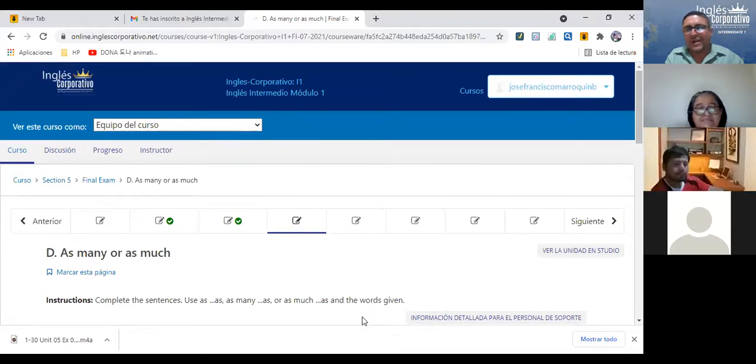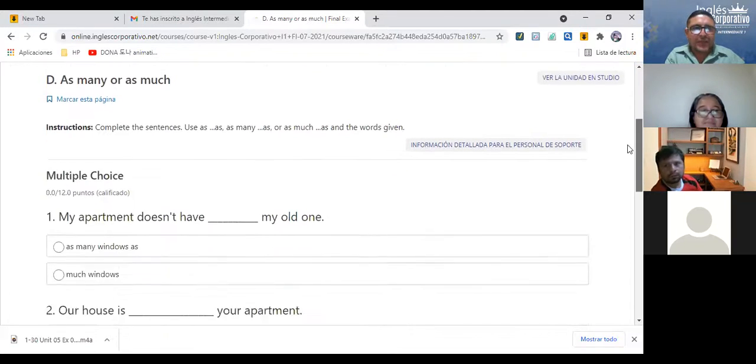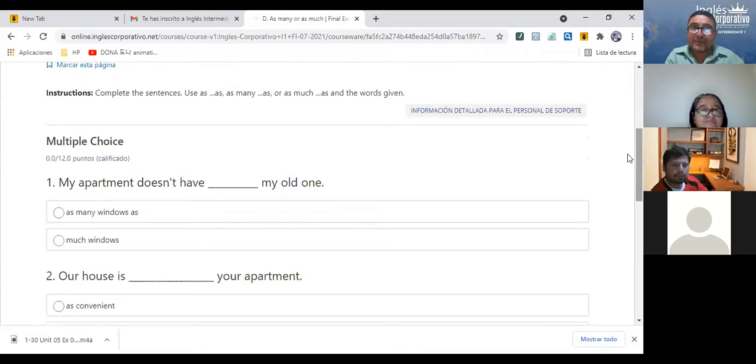As many or as much? What's the difference between many and much? Many is for countable and much is for uncountable. Excellent. Many is for countable, much is for non-countable. So you go like this: my apartment doesn't have many windows. Can you count windows? Yes. One, two, three, four, five, seven windows.